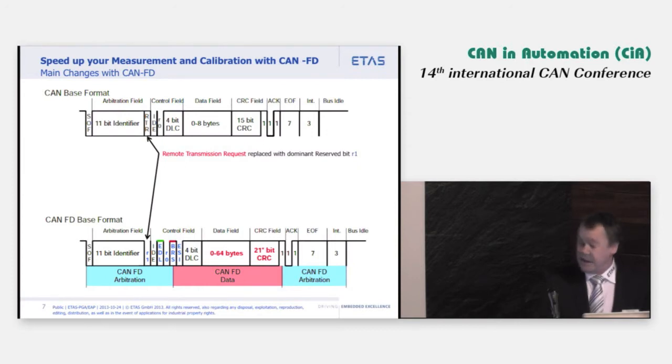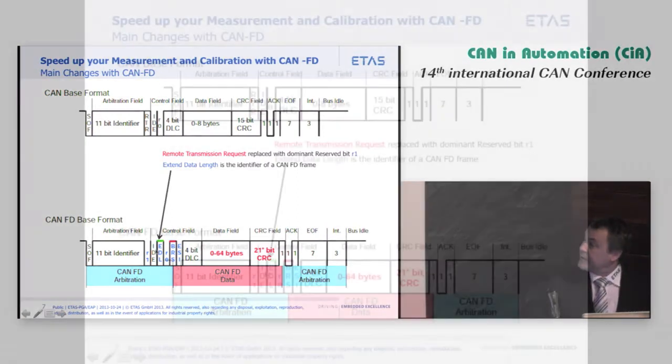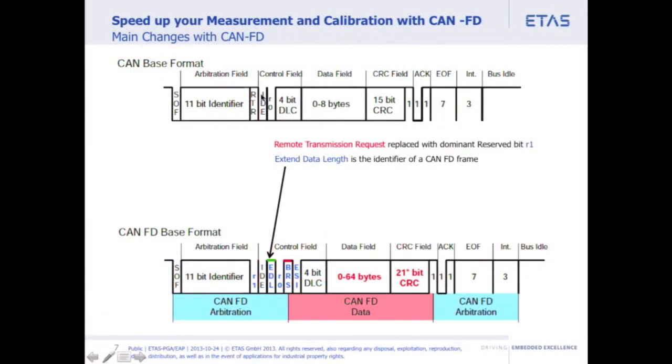Just going through the differences in the CAN frame, to keep the presentation complete. What we see is the remote transmission request is actually set to dominant, and this means that there are no remote frames with CanFD. The extended data length is the signifier for CanFD. This is recessive. In the normal CAN frames, this is dominant. This is the reason why you can't really mix normal CAN and CanFD on the same node, because when a normal CAN node sees a CanFD frame, it says, "Ooh, error," and throws an error on the bus.